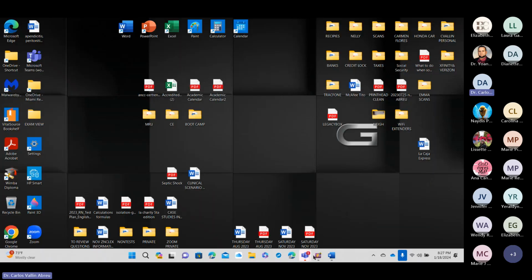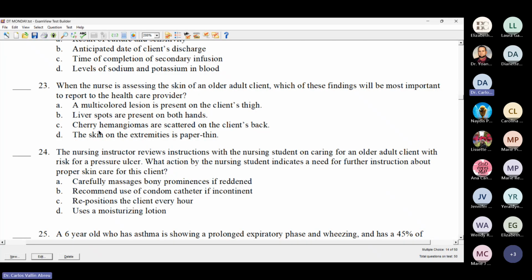This is normal. Cherry angiomas on the client's back are okay, it's normal, the same as the liver spot. And the skin on the extremities is paper thin. It's very common when you grow older that in the chin and in the extremities the skin is very thin.